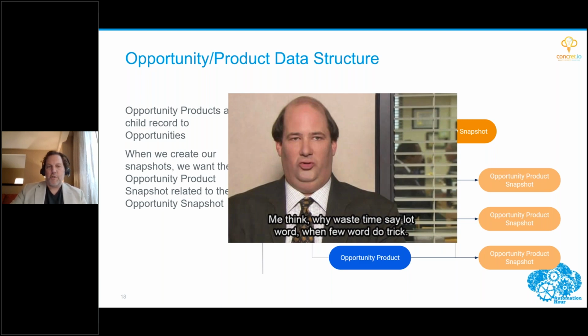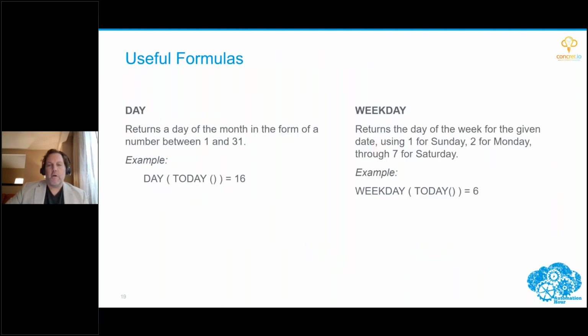And then the last thing I want to show you are the formulas that we'll use. There are other formulas that could be beneficial, but when we create our decisions, these are the two formulas we'll use. So the day formula gives you the day of the month. So today is the 16th, so the day formula for today would return 16. And then the weekday gives you the day of the week. 1 is Sunday, 2 is Monday, etc. So today would be 6. So both of those formulas are already in the flow. I went ahead and added them to save us some time, and we'll use those to do our decision.